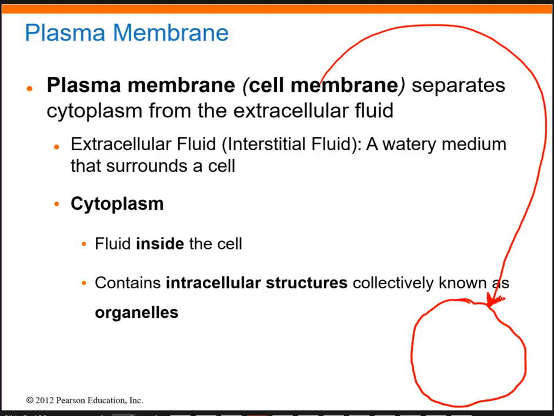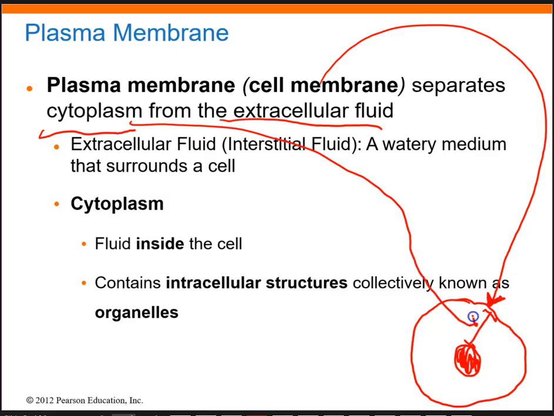Now, if we were going to be technical, instead of saying stuff inside and stuff outside, we would say cytoplasm and extracellular fluid. So the stuff that's inside the cell, technically, and outside the nucleus, which we'll mention in a little while. So this is like the nucleus inside the cell. All of this inside the cell is the cytoplasm. The extracellular fluid refers to all of this fluid that's outside the cell.